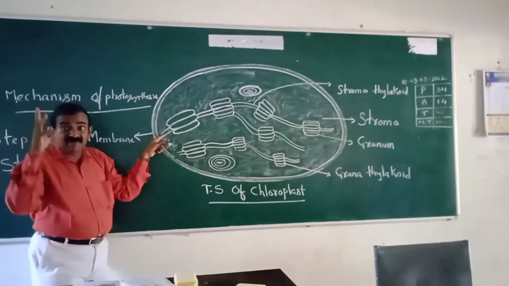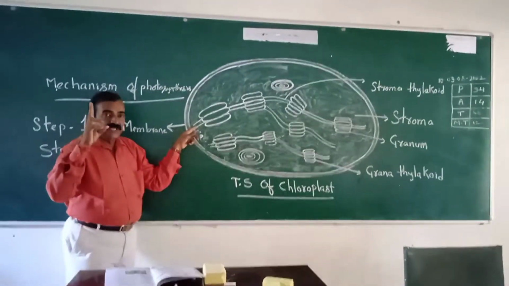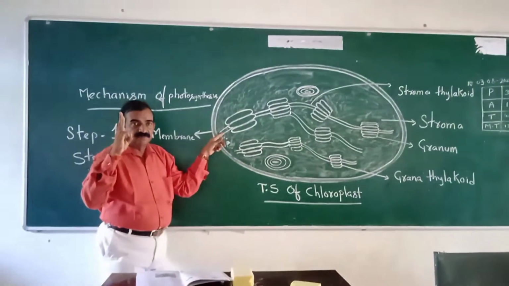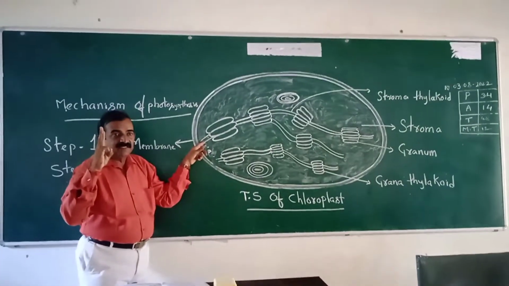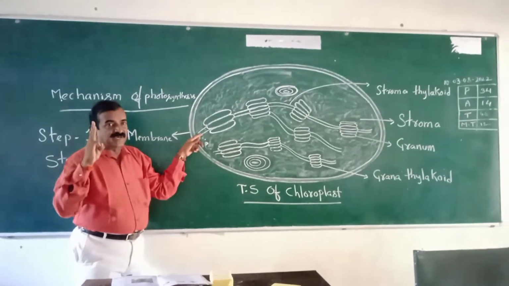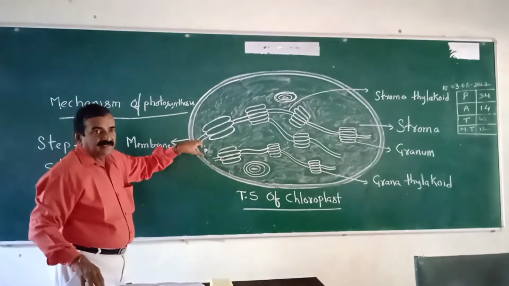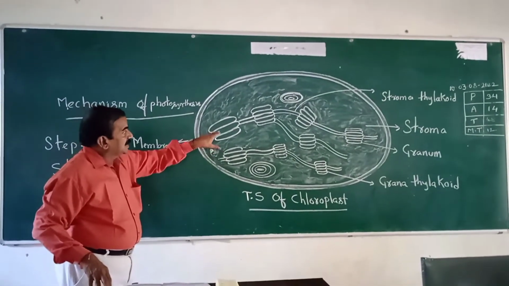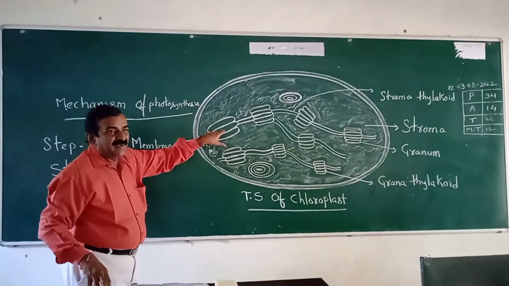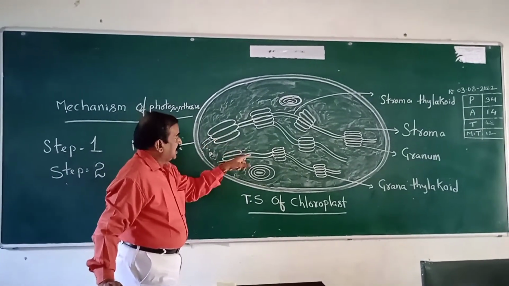Chloroplast consists of 3 membranes, but not 2. How many membranes are present in chloroplast? 3 membranes are present. And here is the third membrane. It is called thylakoid. This is thylakoid.